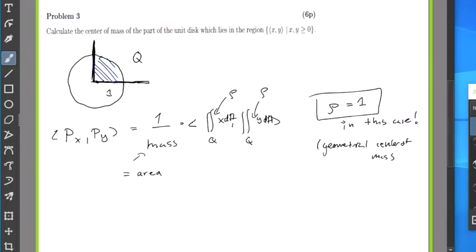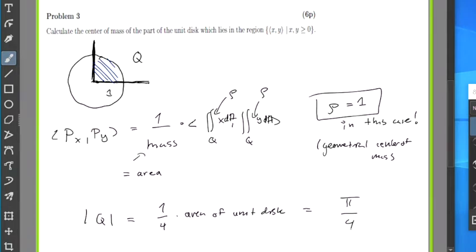So let's write that down first. We know what the area is in this case. It's equal to 1/4 of the area of the unit circle. Sorry, unit disk. This is clearly a quarter circle. So this is pi over 4. We could also calculate this area using an integral, but it's completely fine to use these geometrical facts as well.